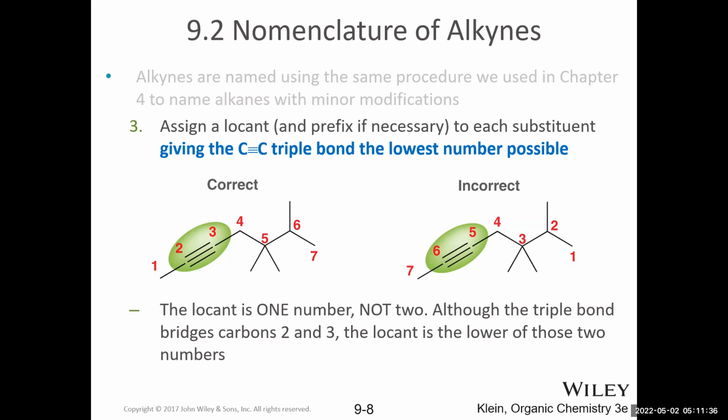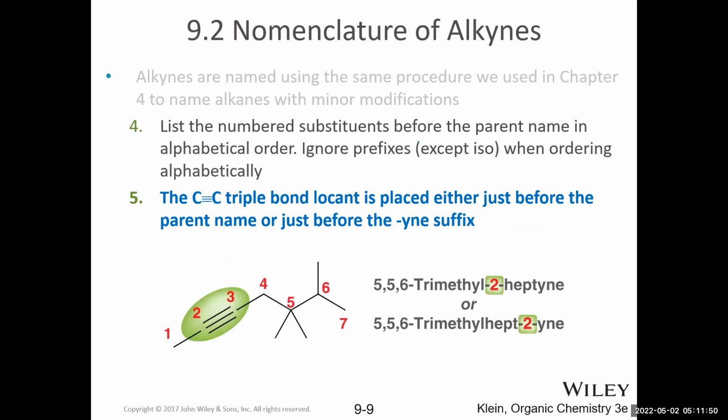And again, just like with alkenes, the locant is one number, not two, right? Of course, the triple bond bridges 2 carbons, but only the first number is necessary. The second number is assumed. And that number for where to find the alkyne, again, can come before the parent or in between the root and the suffix of the parent.